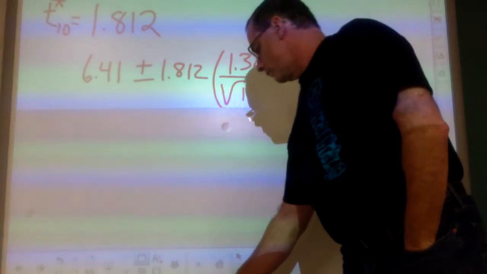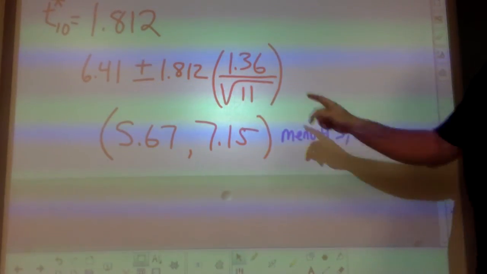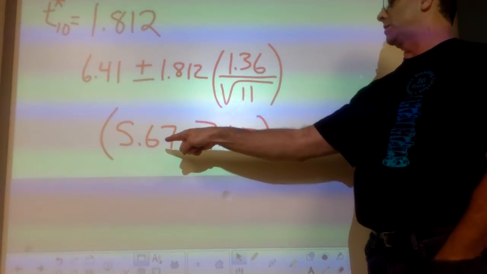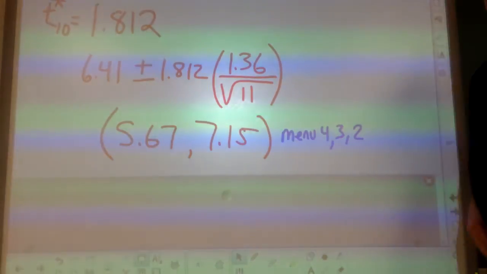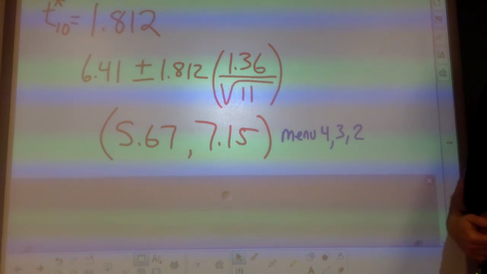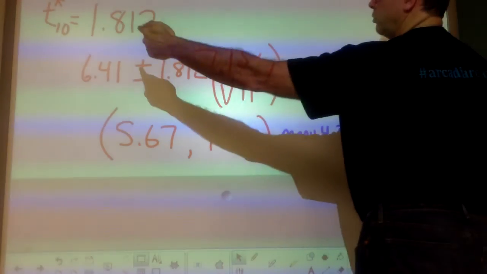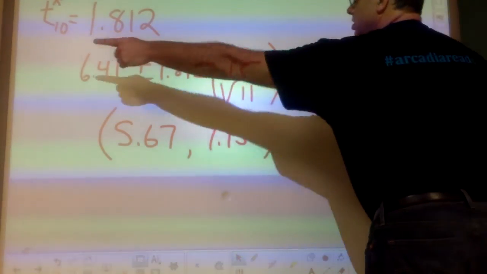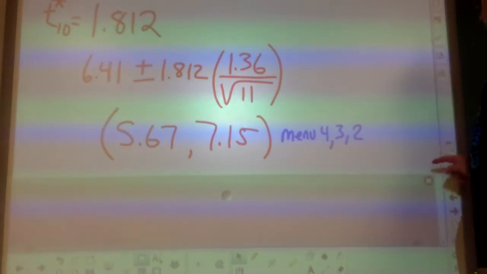And you can use your phone calculators. And that number minus, and I'm going to get 5.67, 7.15. This is our lower bound and our upper bound that we would find on the calculator if you did menu 432. But we don't have the calculators. So just type it by hand. Do 6.41 plus this whole mess, 6.41 minus this whole mess, and you'll get these two answers.